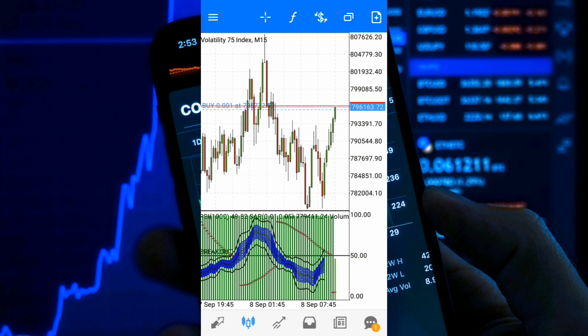Now here is my answer. The reason I have placed the buy stop order is because I see a very minor resistance at the current price, although the indicators have already told me to enter the buy position.